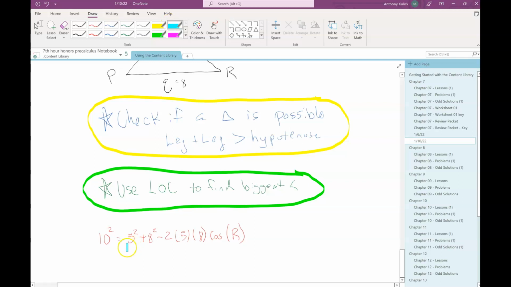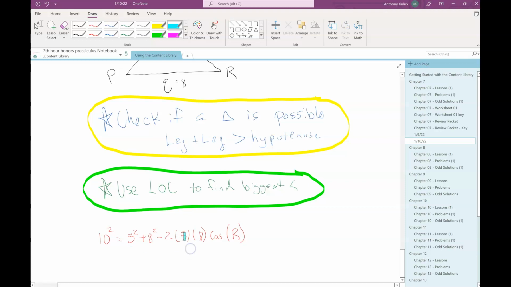Number one mistake students make algebraically here is they combine the 5 squared plus 8 squared minus 2 times 5 times 8 all together into one number. What's wrong with that? Well, the 2 times 5 times 8 is a coefficient on a variable. Correct? So it's not a like term with the 5 squared and the 8 squared. You can't do that. Does everybody see that?